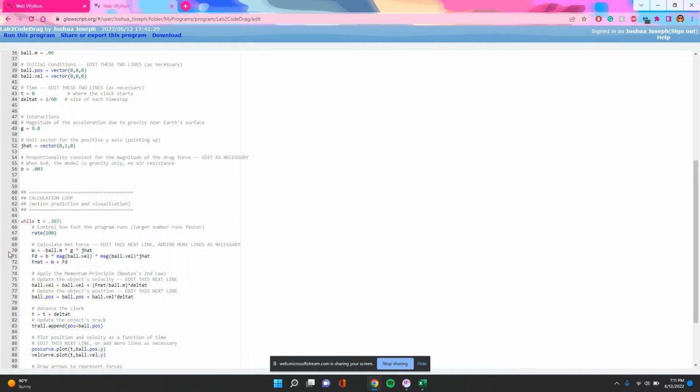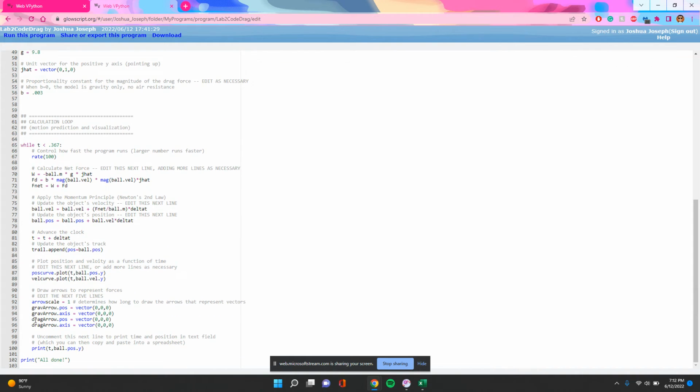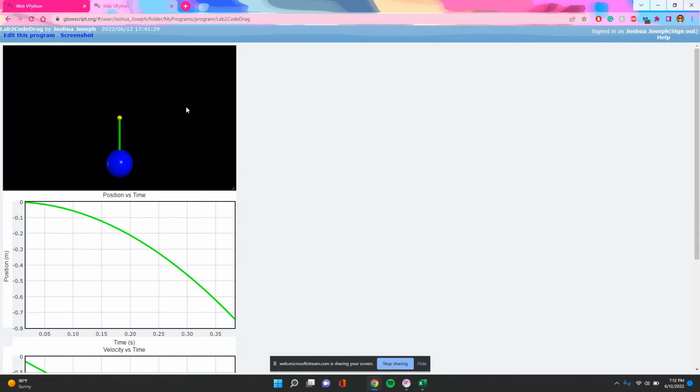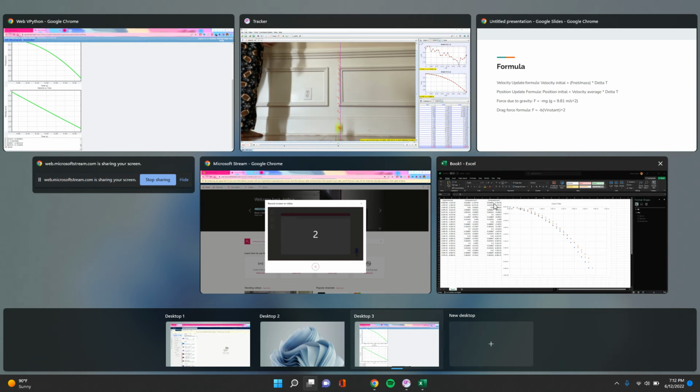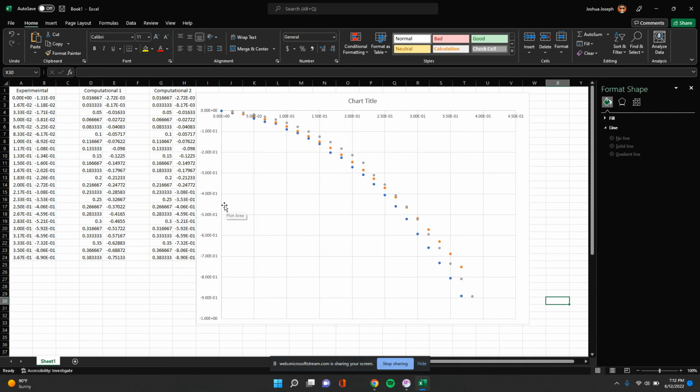In this case, W is going to be the weight force, which is negative m times g in the y direction. Then F D is going to be the force due to drag, which is going to be b times the magnitude of the ball's instantaneous velocity squared, also in the y direction. Then we add these two up, and we print the values of time and the y position. When we run the program, we're able to see a similar movement of the ball as well as the time. So let's quickly look at the Excel and compare these three data sets.